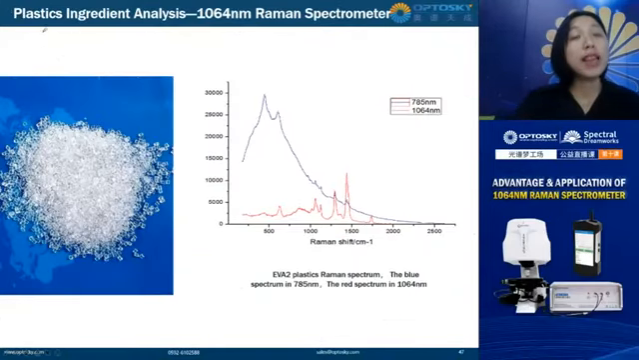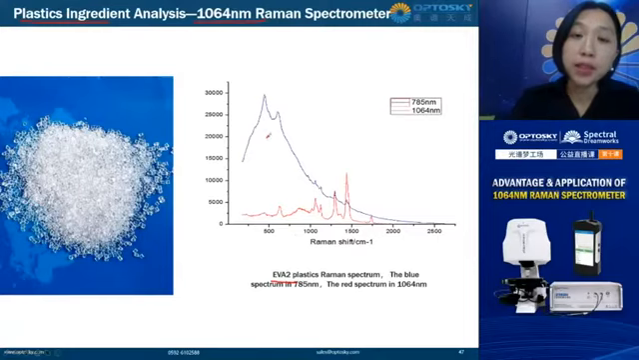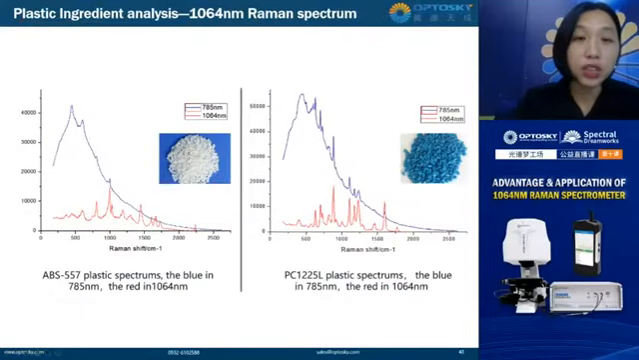And also there are many plastic ingredients that cannot be identified because they look very similar. And the 1064 Raman spectrometer is very good to identify plastic. This is EVA. Using the Raman 785 could cause some mixtures. If you use the 1064, it can better identify. And also we have the ABS. This 785 signal is very weak. However, if we use the 1064, the signal is much better.